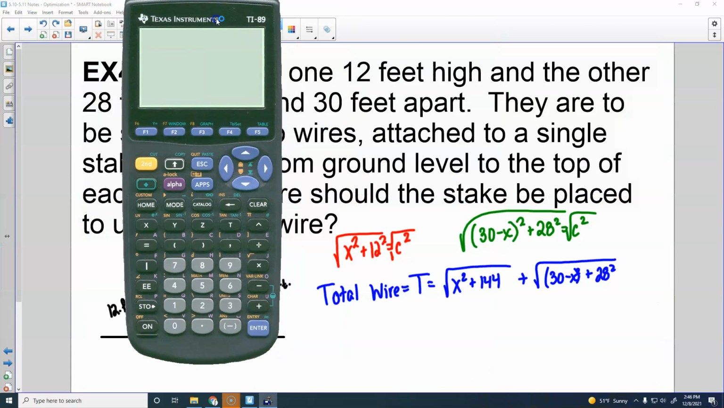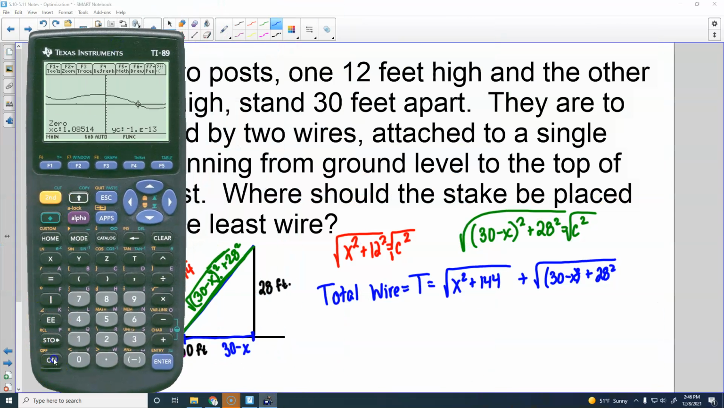All right, so we're going to type in our equation. I want everybody to follow along on their calculator, because some of you guys have some trouble because you do not follow along.